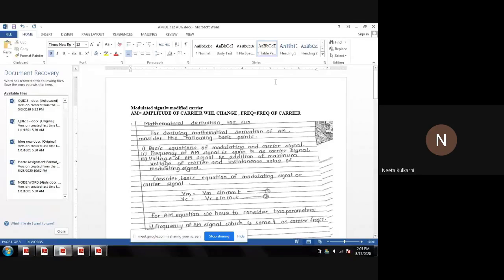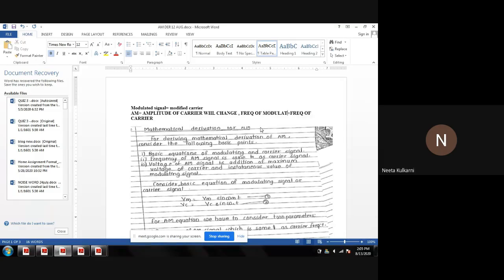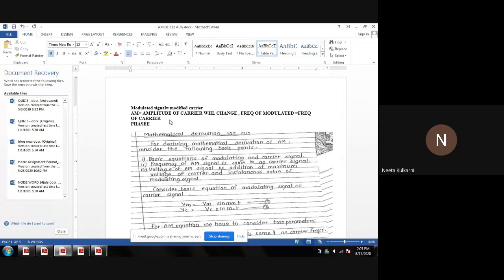हे कन्सेप्ट आधी समजून घ्या, मग आपण डेरिव्हेशन बघू. Frequency of modulated signal is equal to frequency of carrier. AM सिग्नलचं एम्प्लिट्यूड मॉड्युलेटिंग सिग्नल नुसार चेंज होतं, but frequency of the AM signal is the same as frequency of the carrier. And again what we can write? Phase. What will be the case for phase? Phase of modulated signal will be same as phase of the carrier. हा पॉईंट समजतोय का सगळ्यांना? कारण ह्याच्यावरूनच आपल्याला सगळे इक्वेशन बघायचे पुढच्या.